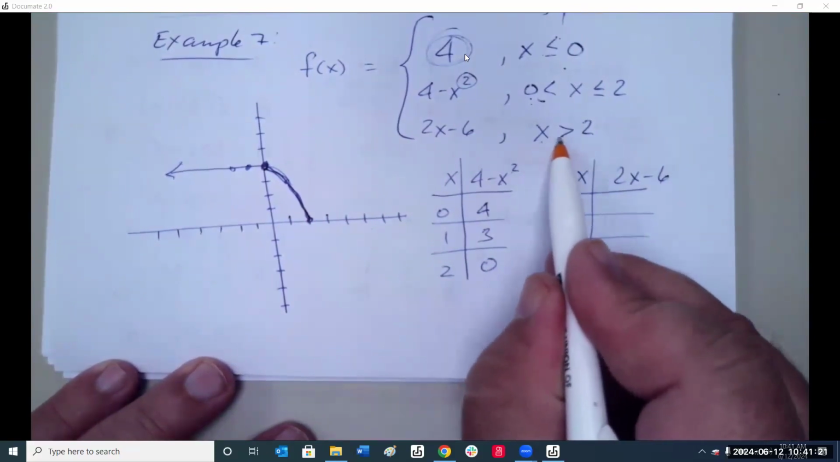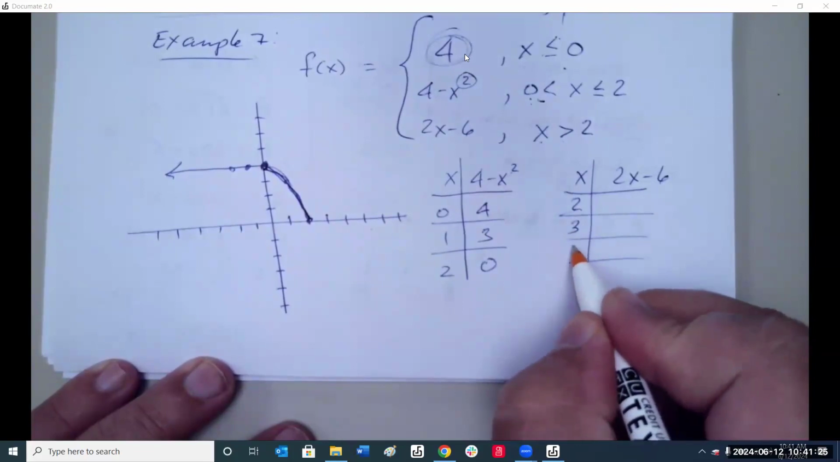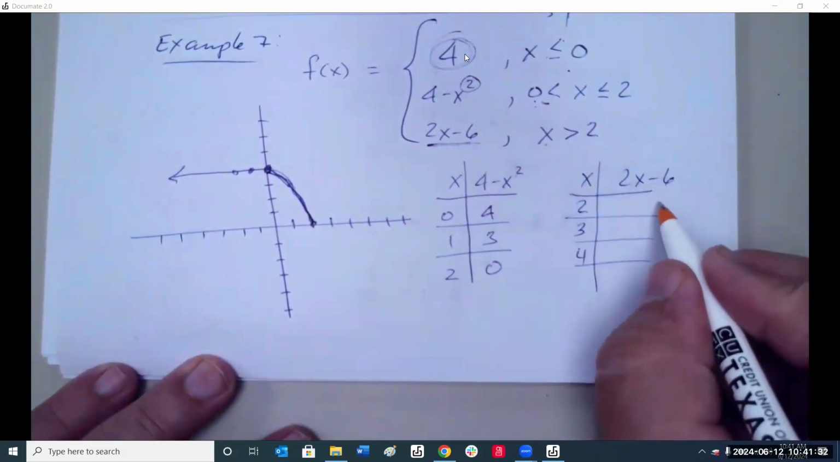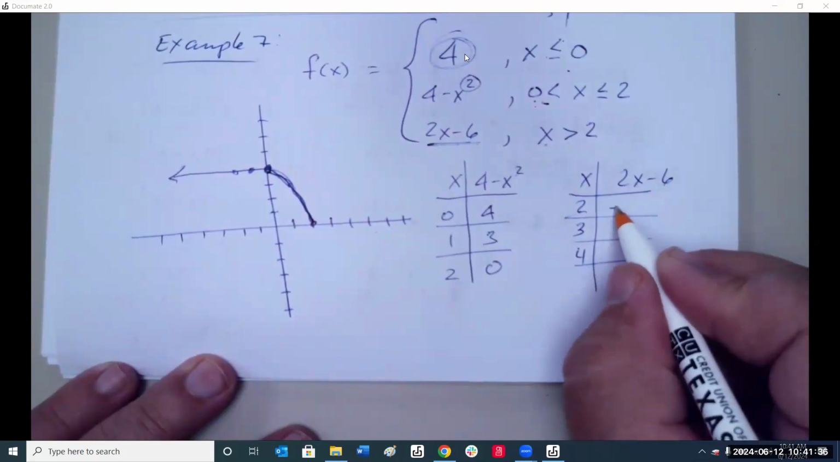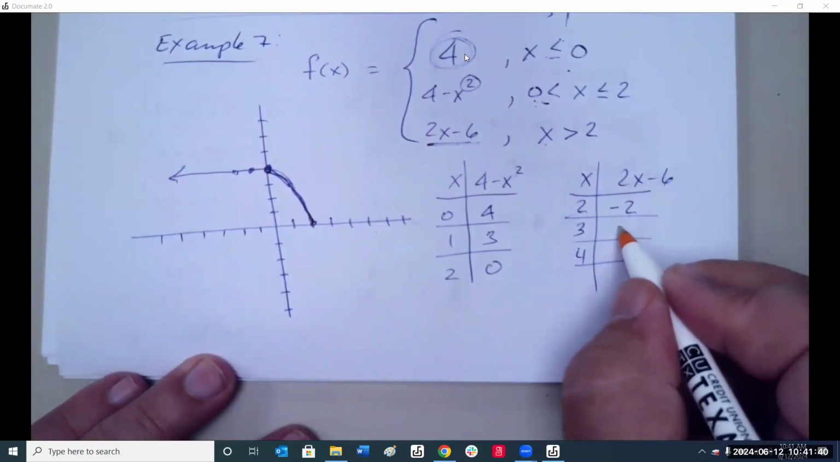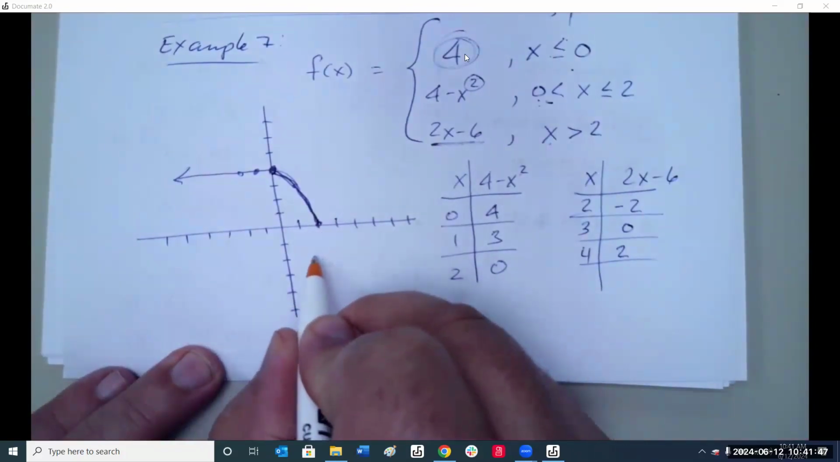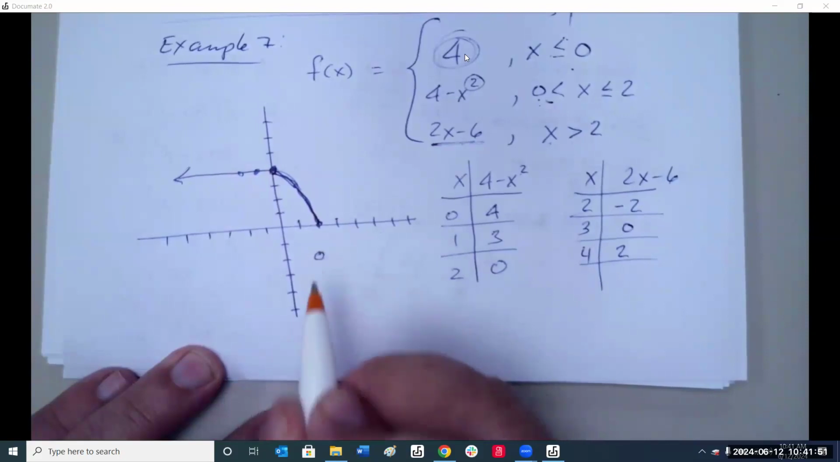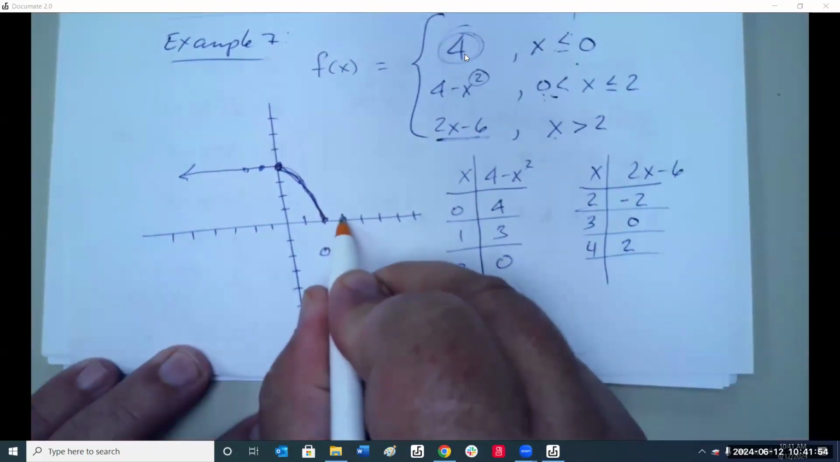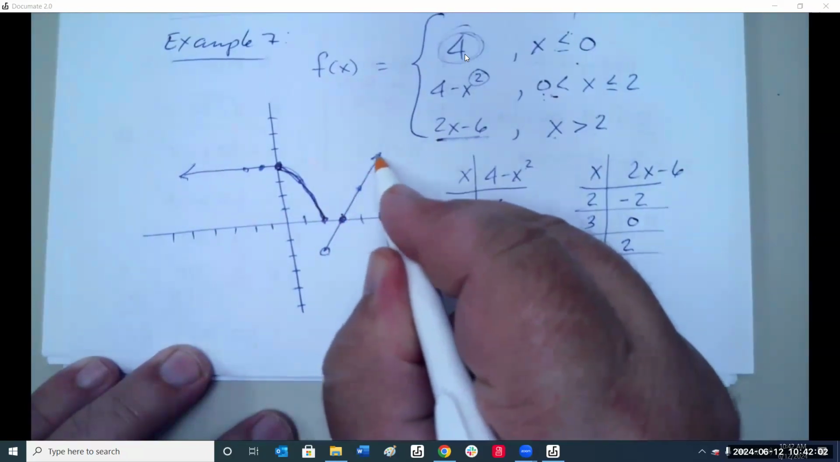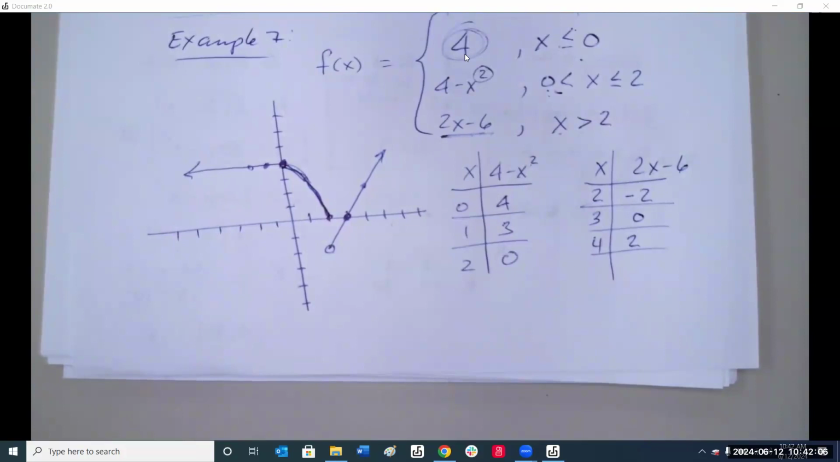In this last one, I go from x is greater than 2, which I start off at 2, 3, 4. And I use this equation, 2x minus 6. So 2 times 2 is 4, minus 6 is -2. 2 times 3 is 6, minus 6 is 0. 8 minus 6 is 2. I cannot use 2, so it's an open circle there. At 3, it's 0. And at 4, it's 2. It's a linear equation, so it looks like that. So that's what we're trying to find there.